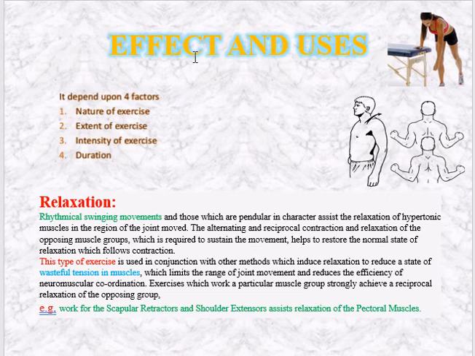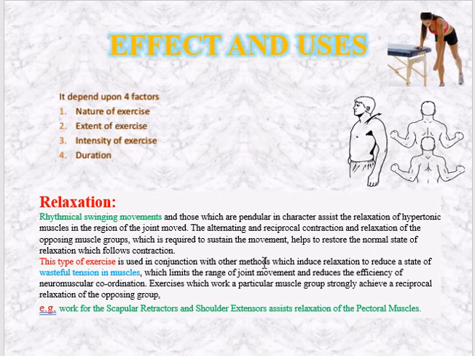It basically depends upon four factors: nature of the exercise, extent of the exercise, intensity of the exercise, and duration. First, relaxation. Rhythmical swinging movements and those which are pendular in character assist the relaxation of the hypertonic muscles in the region of the joints moved. The alternating and reciprocal contraction and relaxation of the opposing muscle groups, which is required to sustain the movements, help to restore the normal state of relaxation which follows contraction.